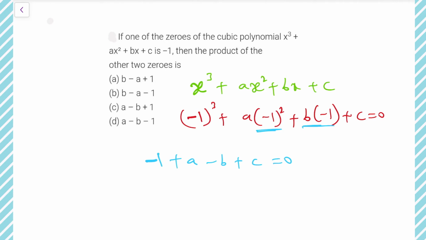Now except the constant, remaining all I will take to the right side. So we will get c is equal to minus 1 will become plus 1, plus a will become minus a, minus b will become plus b. So c is equal to 1 minus a plus b. That is 1 minus a plus b. Option A is correct.